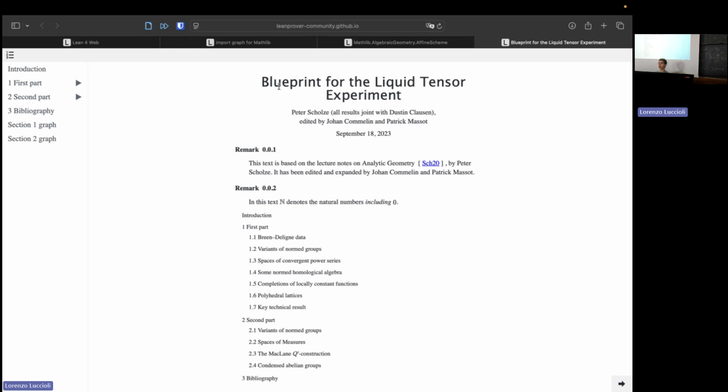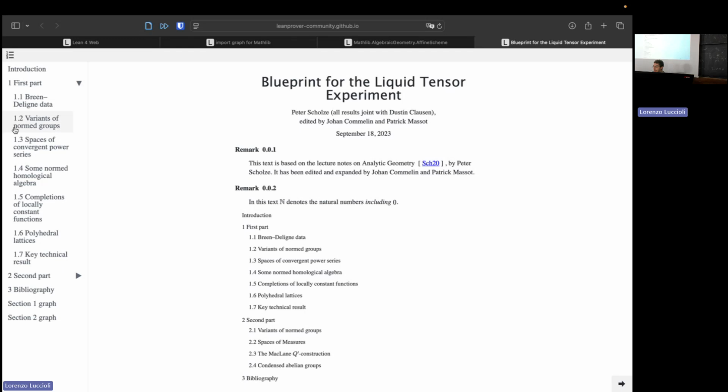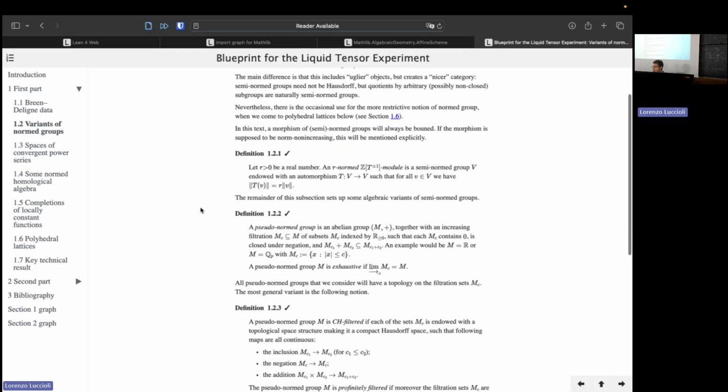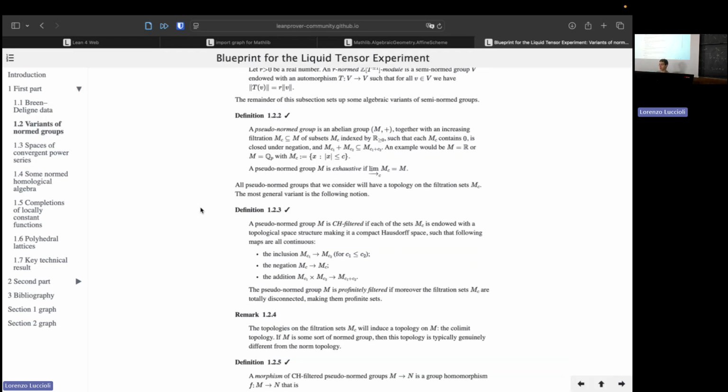This is the core of the project, which is called the blueprint of the project. Now the blueprint is a middle ground between the informal proof and the formal one. Let's see a little bit what's in there. That's just the index. Now the blueprint is basically an HTML document. It can be converted to PDF, which contains all the definitions and proofs that we are going to formalize.